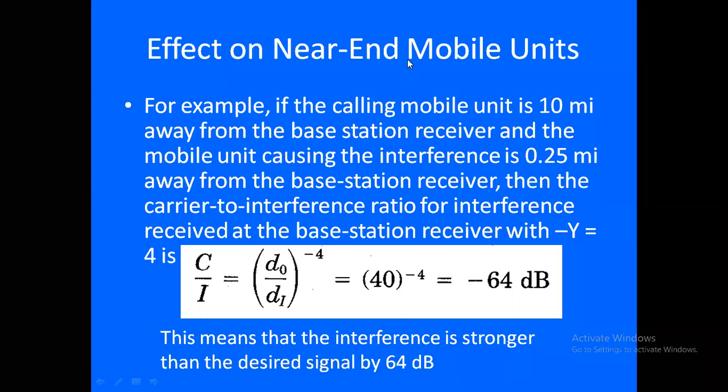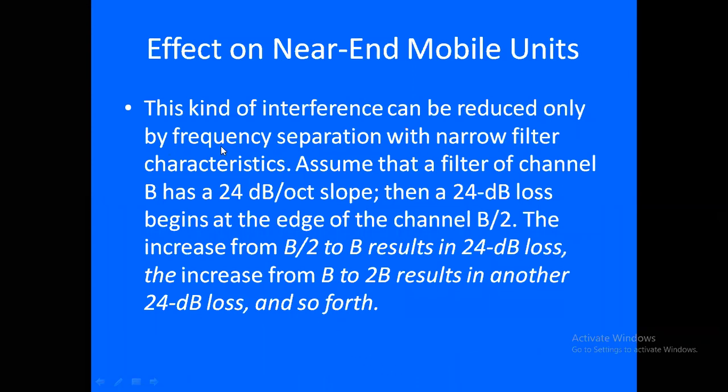So this means that the interference is stronger than the desired signal by 64 dB. D naught is the desired signal, Di is the interference signal. This kind of interference can be reduced only by frequency separation with narrow filter characteristics.